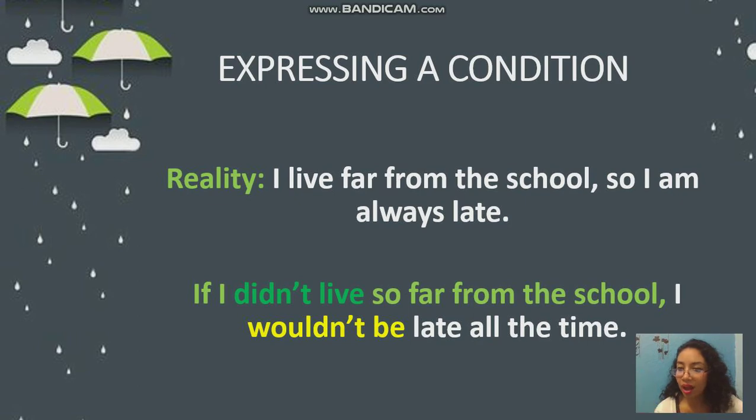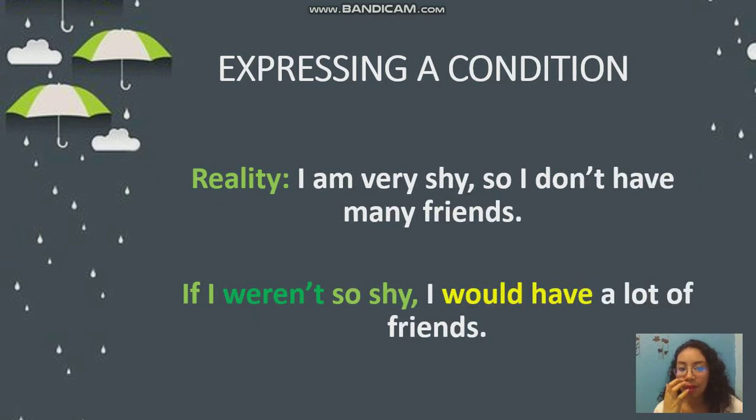Okay, let's take a look at one more example with a different verb, okay? So, this is the reality. I am very shy, so I don't have many friends. So, this is my wish. If I weren't so shy, I would have a lot of friends. Attention here. The verb to be, when we are expressing this kind of condition, this hypothetical situation, it has a little characteristic. Did you notice? Did you notice something strange about the verb to be?